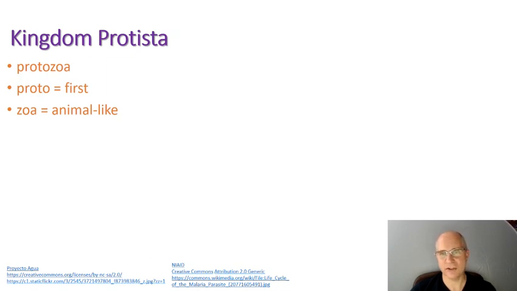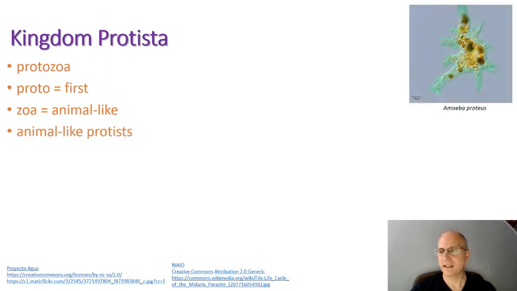So the protists, the protozoa, excuse me, are the first of the eukaryotes that are going to be animal-like. So they're not going to be autotrophs, they're going to be heterotrophic. So these are animal-like protists here, like real pretty amoeba that you see there. Okay, we use protozoa for lots of different things.